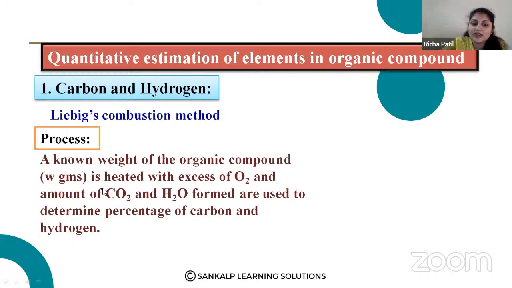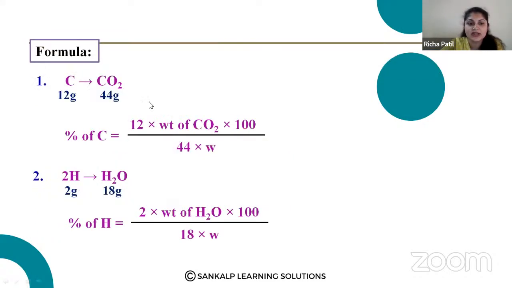The amount of carbon dioxide determines how much carbon is there, and the amount of water tells you how much hydrogen is present. So remember this formula. Percentage of carbon is 12 into weight of carbon dioxide into 100 upon 44 into weight of compound given. Percentage of hydrogen is 2 into weight of water into 100 divided by 18, the molecular weight of water, into the weight given. This is the formula to calculate carbon and hydrogen.